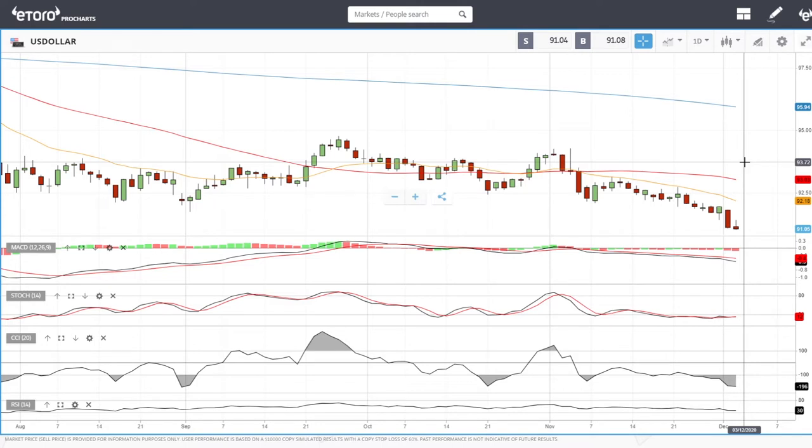And that means that commodities will continue to rise, and precious metals will continue to rise, and probably also indices. We'll have a look at that later on. So we'll start by looking at oil.